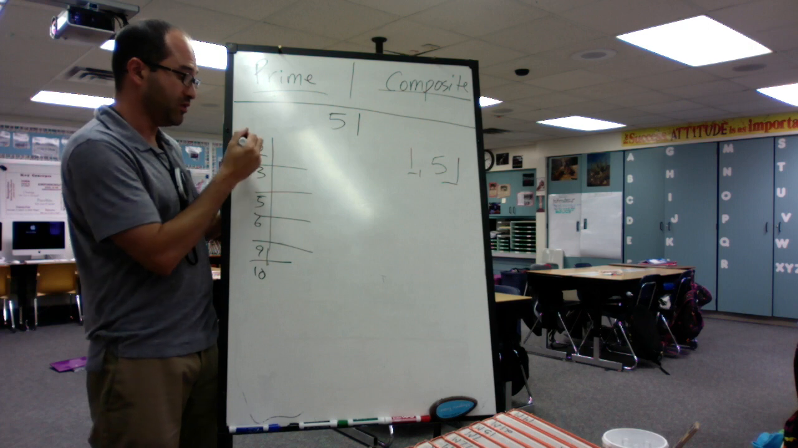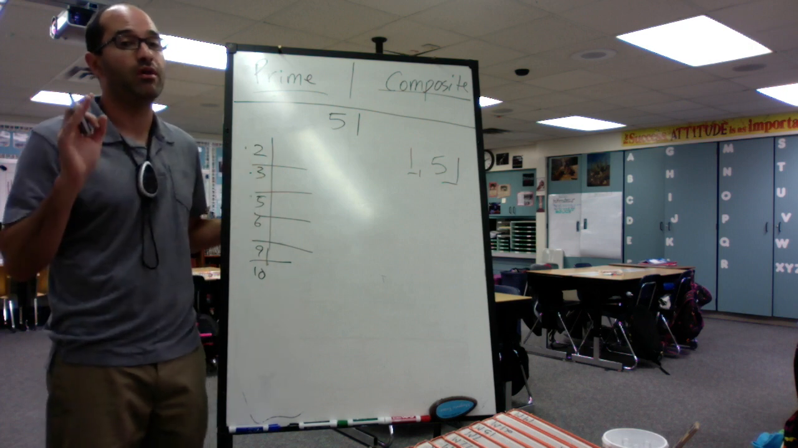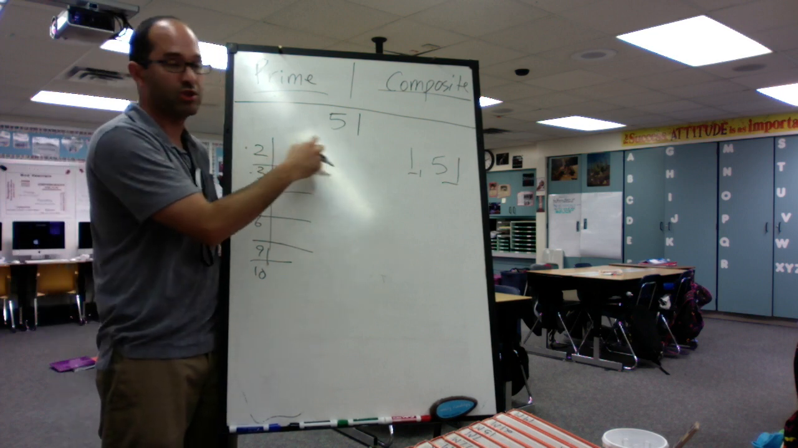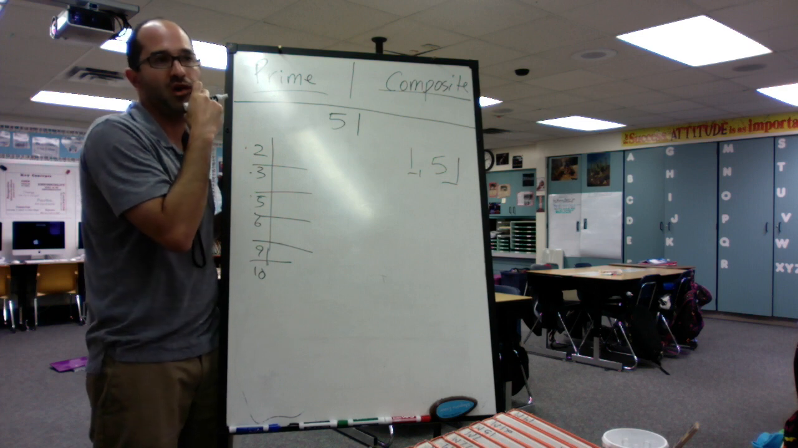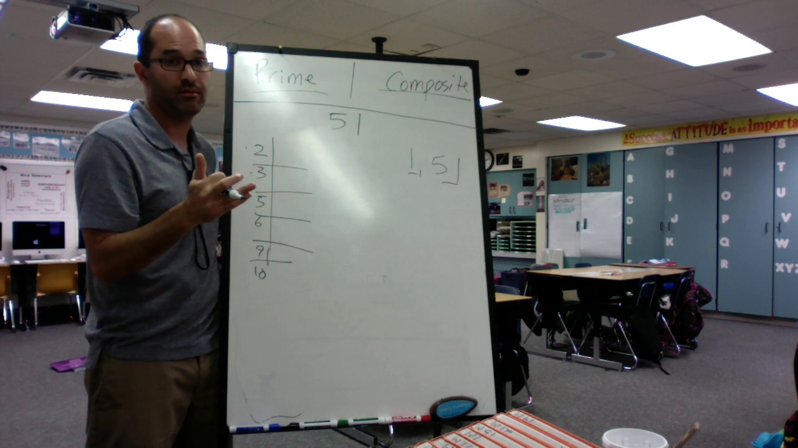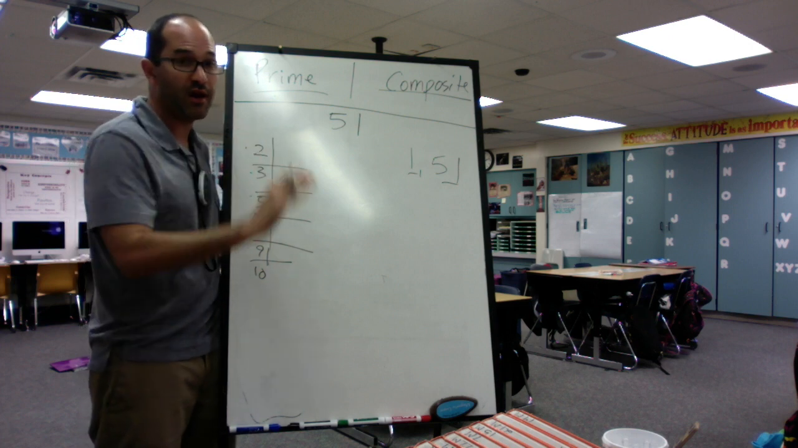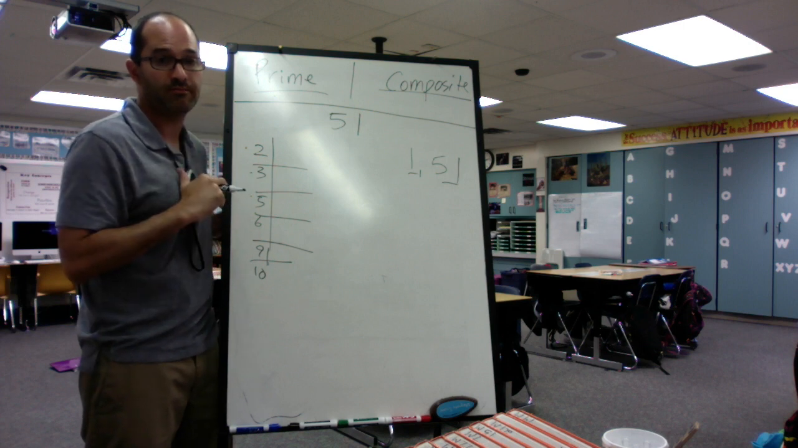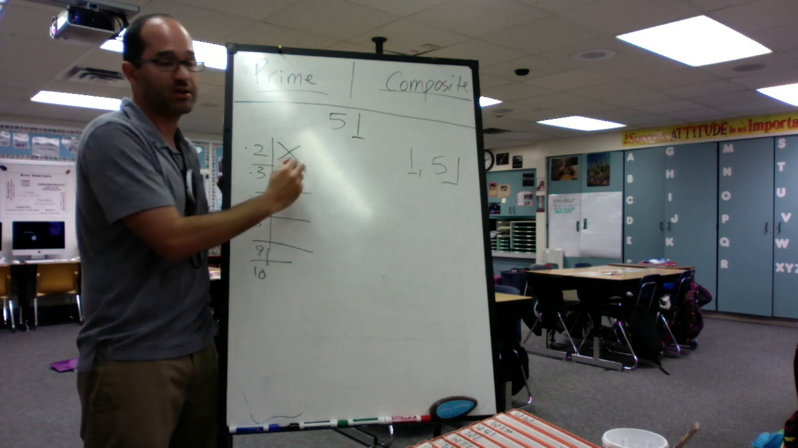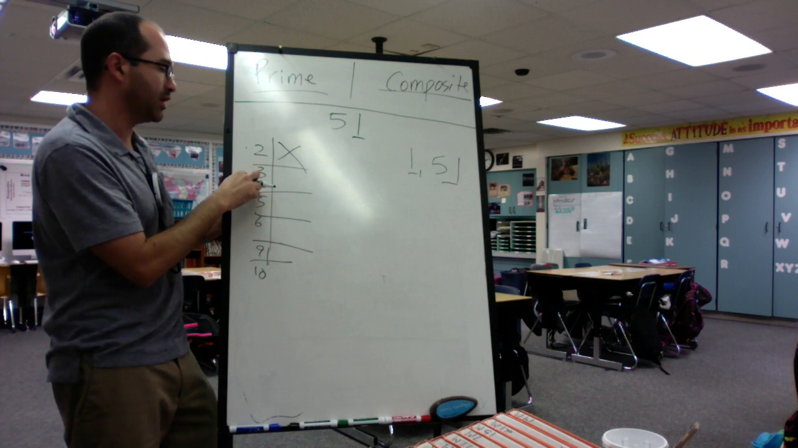Okay. I'm going to use my rules of divisibility to help me. And honestly, you just need to really use 2, 3, and 5. If you can use those rules, it'll really help you with prime and composite. Okay. Is 51 divisible by 2? Is 2 a factor of 51? Well, the rule for 2 is every even number is divisible by 2. 2 is a factor of every even number. But 51 is odd. So 2 is not a factor of 51.